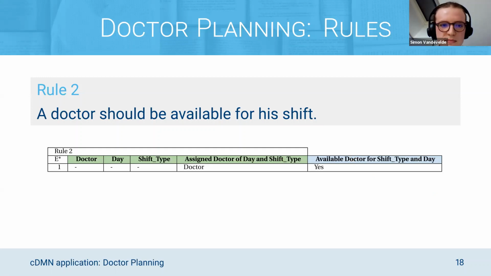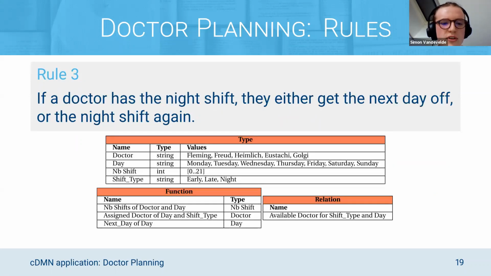And the third rule, if a doctor has the night shift, they either get the next day off or the night shift again. This was by far the hardest rule to implement. And in order to implement this, we add a new function called next day of day, which will represent the next day for every day. So for Monday, this will be Tuesday. For Tuesday, this will be Wednesday, etc., etc.